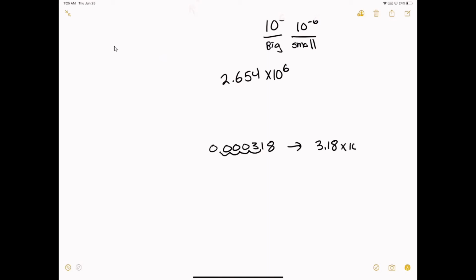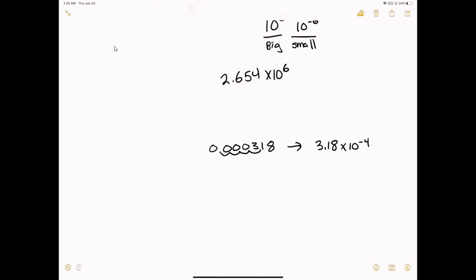So I'm going to write it as 10 to the negative 4. And it's that simple. Big numbers, numbers greater than 10, are going to have a positive exponent on your 10, and small numbers, numbers less than 1, are going to have a negative exponent on your 10. So that's how you do scientific notation.